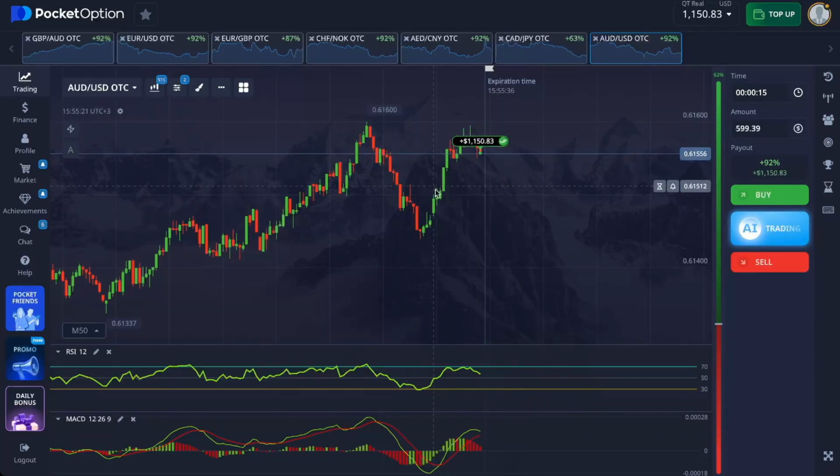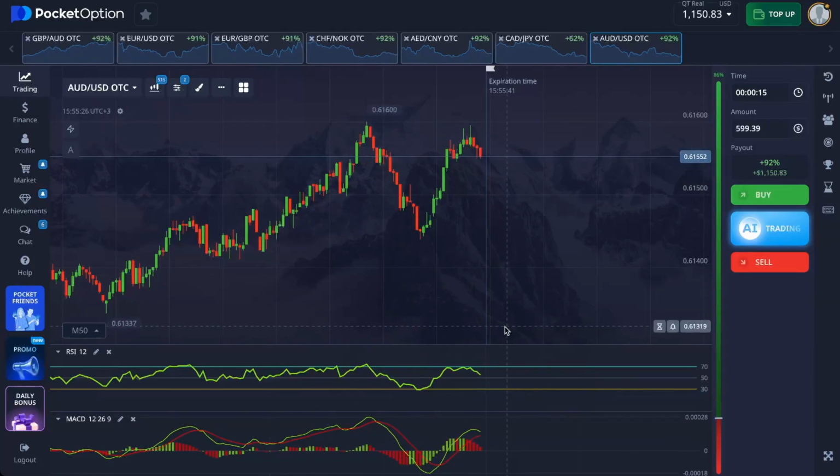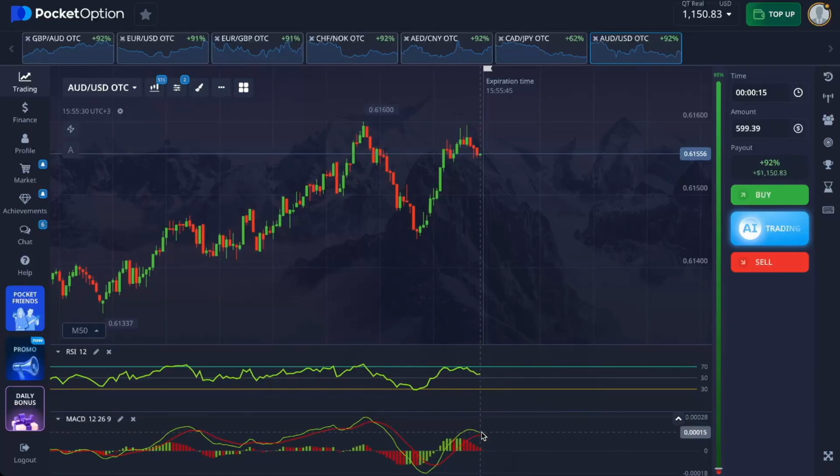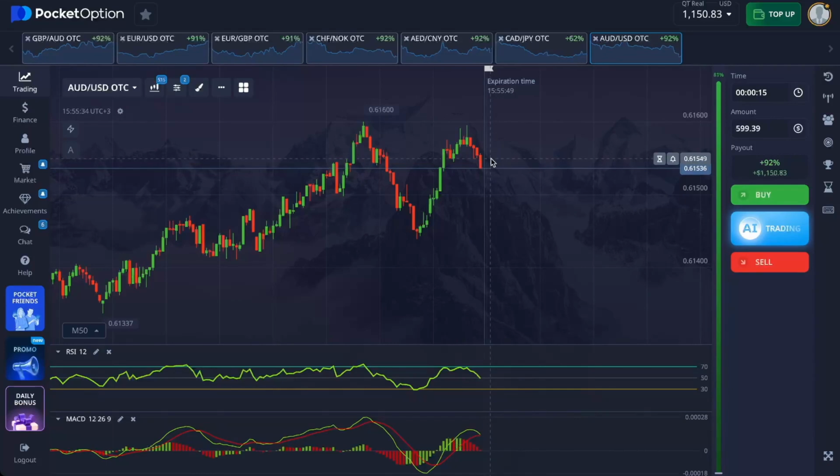Excellent. It closes in profit. I'm doing this because I see a clear resistance level. I can see it clearly. I bounced off the upper boundary. Also, the signal line is crossing from top to bottom. At this point, you already understand my logic. So let's move on to the next trade.